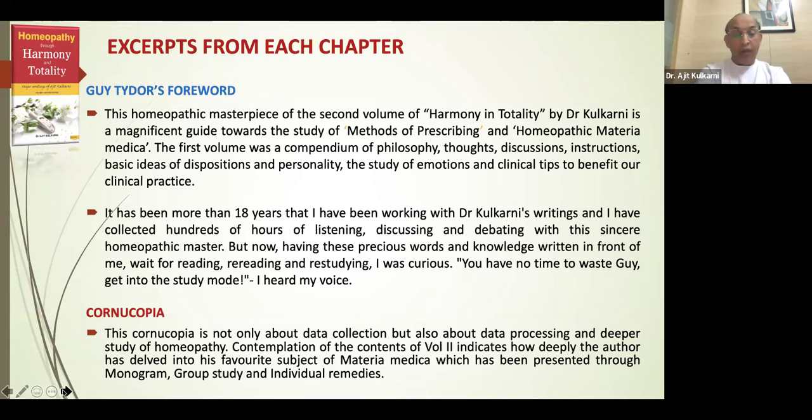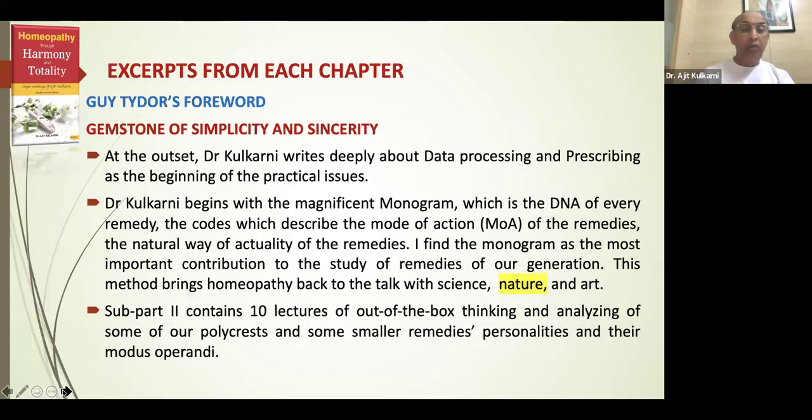In the cornucopia heading, he writes, this cornucopia is not only about data collection, but also about data processing and deeper study of homeopathy. Contemplation of the contents of volume 2 indicates how deeply the author has delved into his favorite subject of materia medica, which has been presented through monogram, group study, and individual remedies. He calls these all volumes as gemstone of simplicity and sincerity.